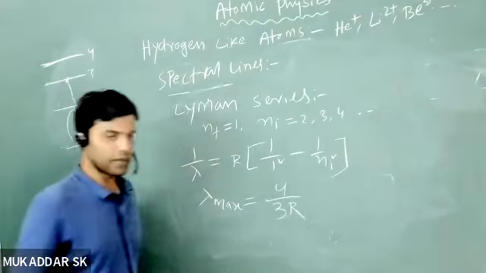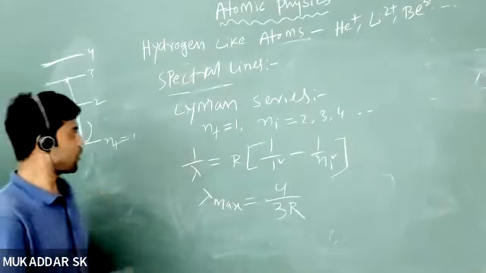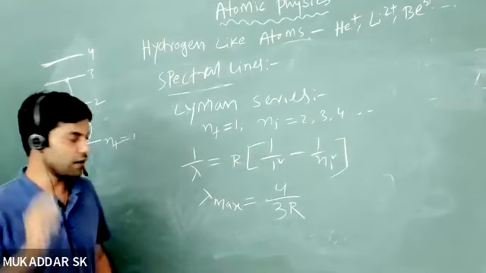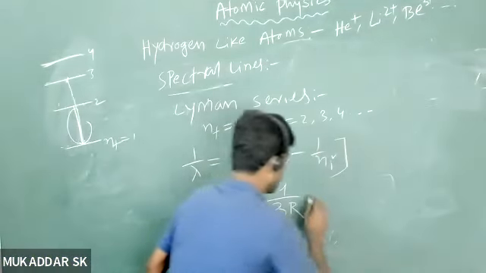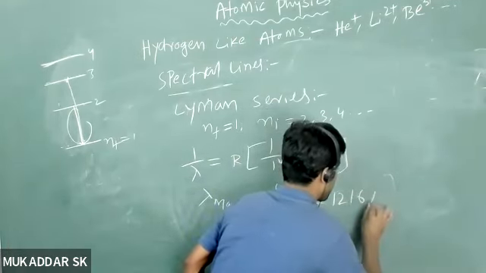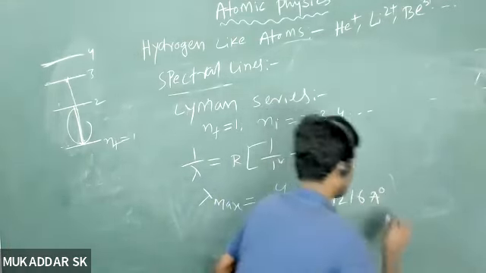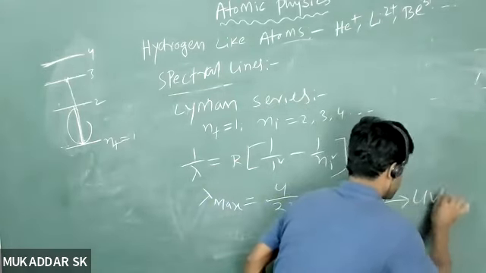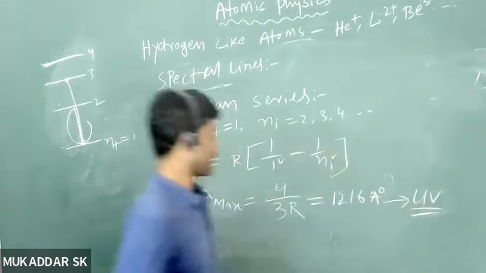And if you substitute the R value, that is 1.09 into 10 to the power 7 meter inverse, you will get 1216 angstrom. And that lies in the UV range.